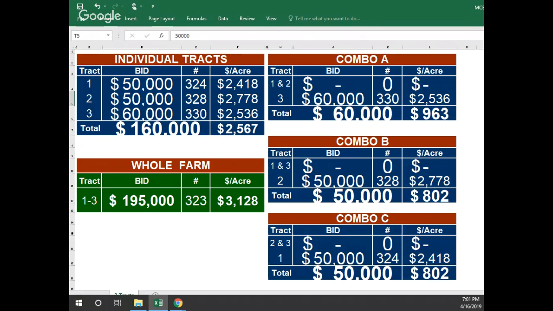Anybody else? Rusty, got a raise on track 2 to 55,000. Raise on track 2 to 55,000. Bidder 328. 55,000. Bidder 328. Anybody else?